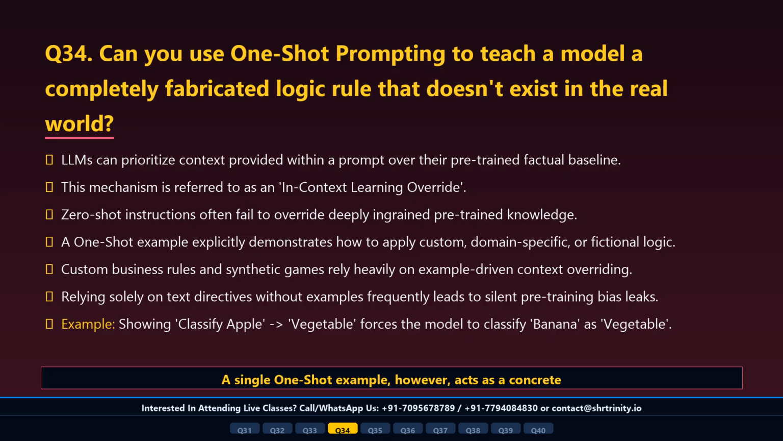Let's analyze the step-by-step example. We give the model an input, "classify apple," and the example output strictly reads, "vegetable." Now, when we present the actual evaluation task, "classify banana," the model observes the structural logic from the one-shot example. It suppresses its pre-trained knowledge that a banana is a fruit and correctly follows our fabricated business logic, returning "vegetable." This proves how effective examples are for enforcing non-standard business rules.